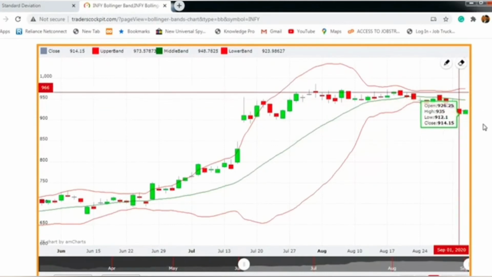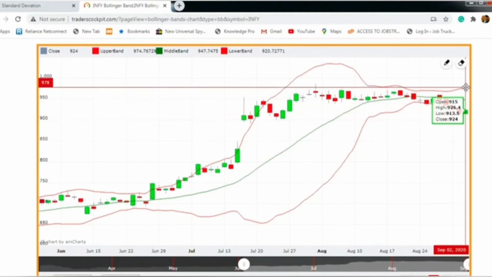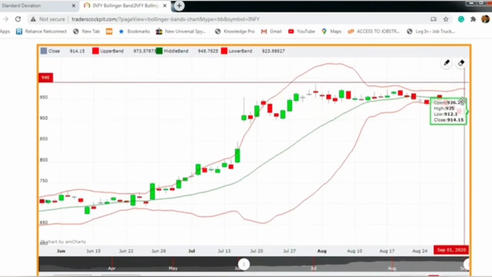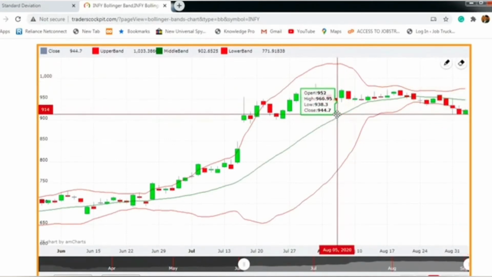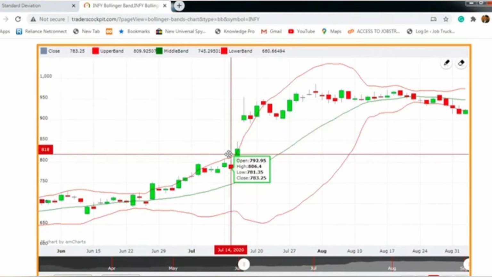September 3rd, what will happen? We don't know. Most probably it will trade between 974 upper and 920 lower only. This is not a certain value I am telling you. There is no guarantee in the stock market.